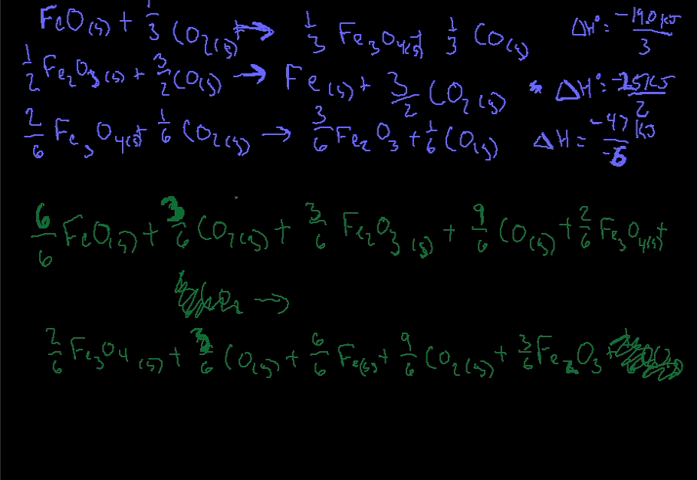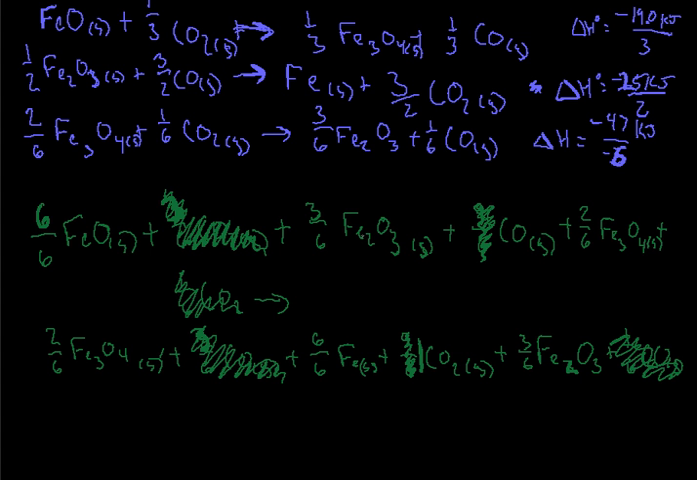Let's see if we can cancel out any of the other stuff here. So I've got 3/6 carbon dioxides over here and 9/6 carbon dioxides over there. This will change this into just 6/6 or 1. And this can cancel out. And then over here I've got 9/6 carbon monoxide and 3/6 carbon monoxide over here. If I just take 3 away from the 9, that'll give me 6/6, which will just give me 1. And then I can cancel that all out.